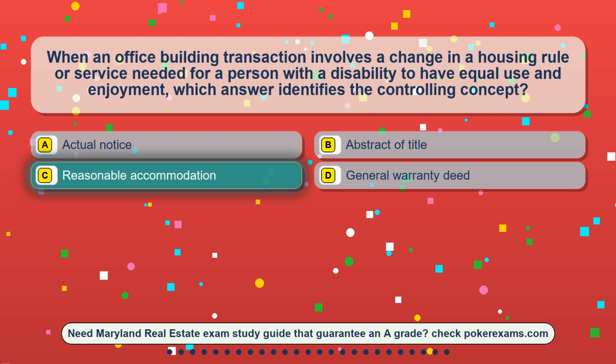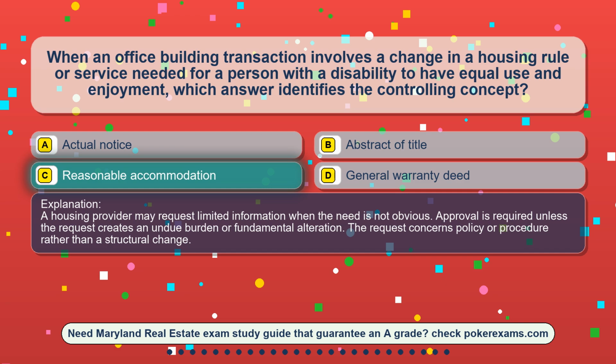The correct answer is option C, reasonable accommodation. A housing provider may request limited information when the need is not obvious. Approval is required unless the request creates an undue burden or fundamental alteration. The request concerns policy or procedure rather than a structural change.